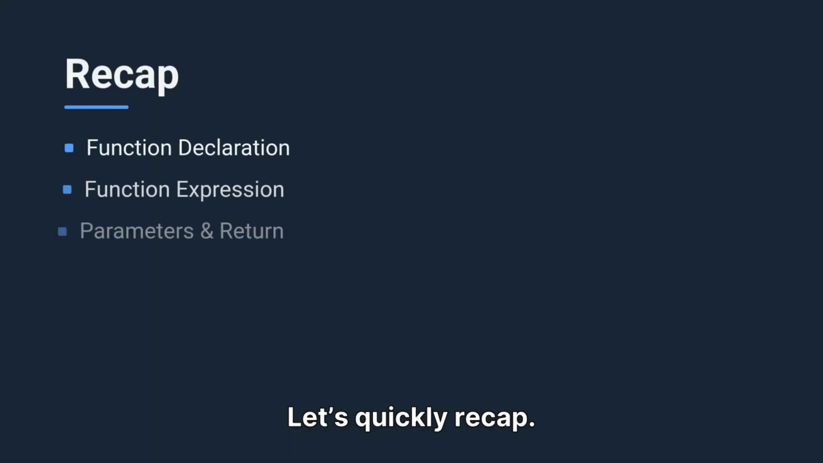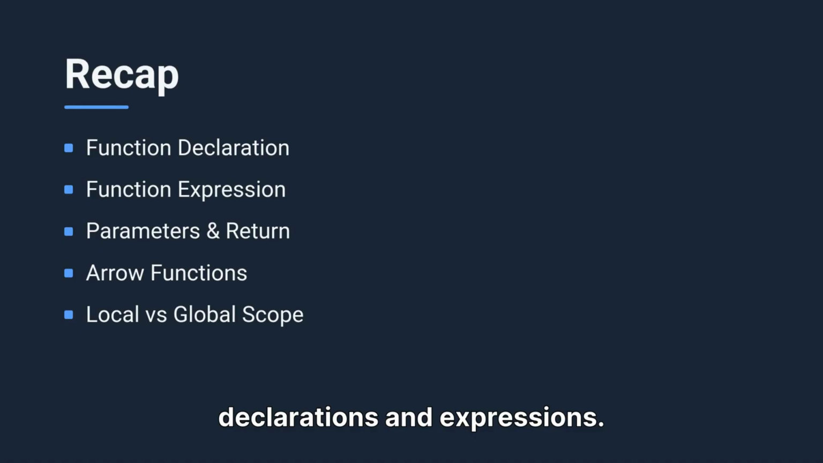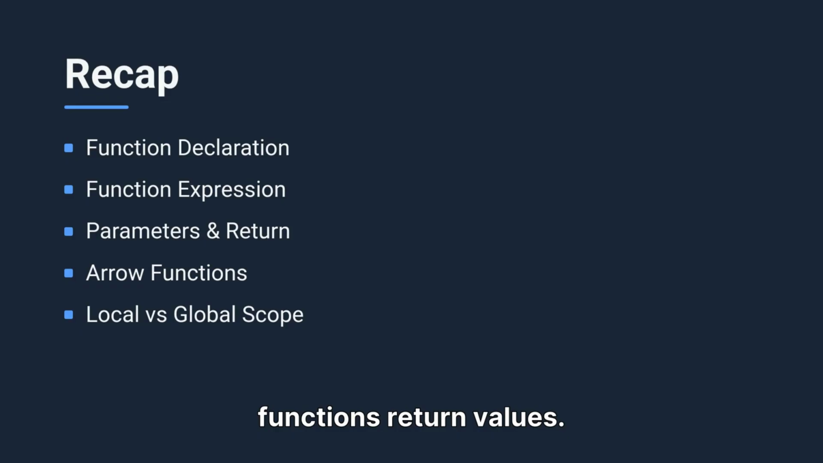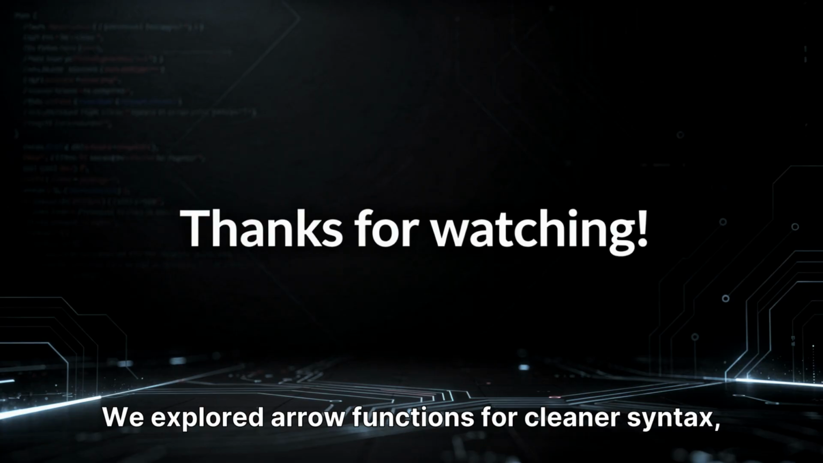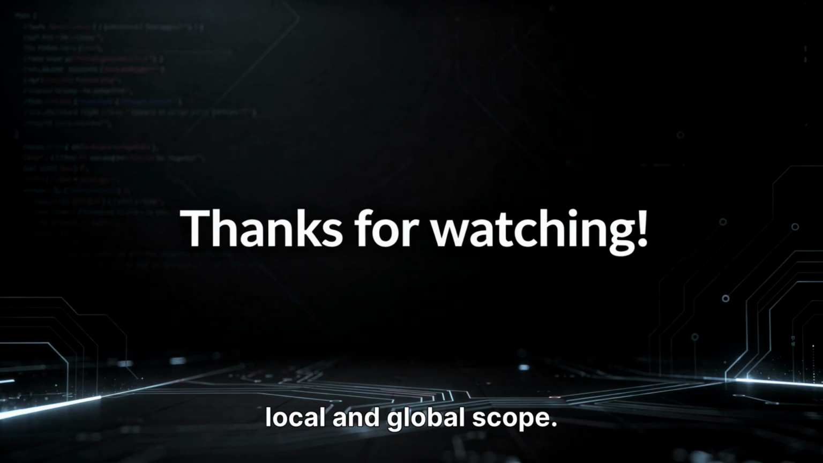Let's quickly recap. We learned how to create functions using declarations and expressions. We saw how parameters work and how functions return values. We explored arrow functions for cleaner syntax. And finally, we understood the difference between local and global scope.